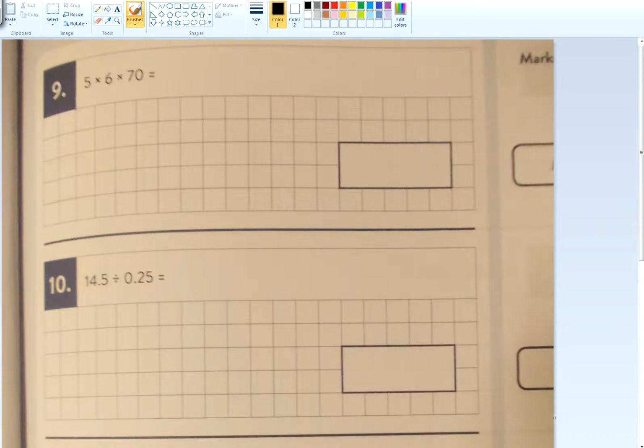Okay. Back to recording. So we have 5 times 6 times 70. Well, 5 times 6 is equal to 30. And then we have to do 30 times 70. Now the way we do this question, because we've got nice whole numbers, is 3 times 7 is equal to 21. And then we've got 1 and 2 zeros. So that's a way for us to do multiplication in powers of 10. Nice easy way. So we can do it quite quickly and quite easily.